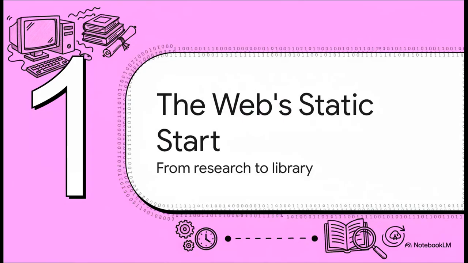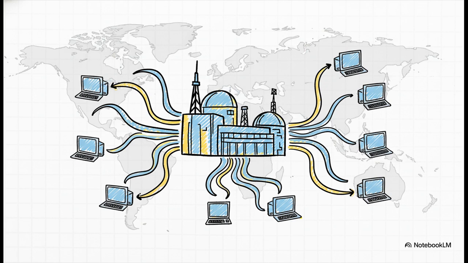But to really appreciate just how cool the dynamic web is, we've got to go back. I mean, way back to its origins, when the internet was a much, much simpler place. Believe it or not, the web wasn't dreamed up for social media or online shopping. It was born to solve a very real, very specific problem. Scientists at CERN were generating just staggering amounts of data, and they needed an easy way to share it with their colleagues all over the world.